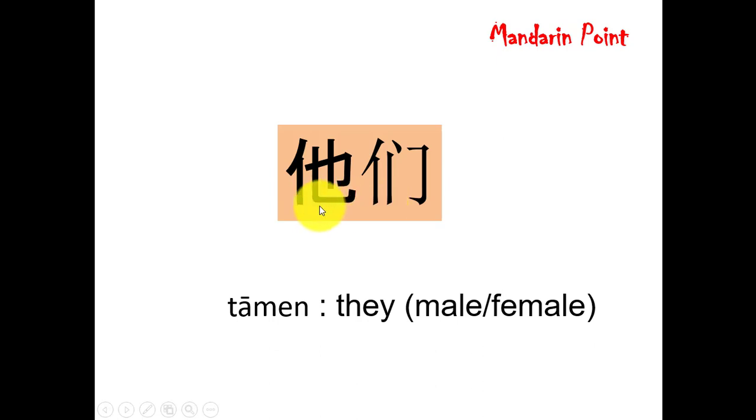他们. This one is also very simple. It is composed of ta on the left side, as we have studied, ta meaning he or him, and on the right side we have men, that indicates the plural form of personal pronouns. Let's find them in an example sentence.